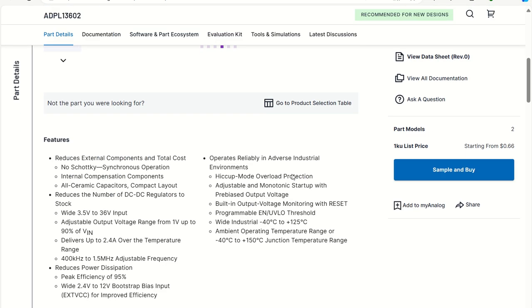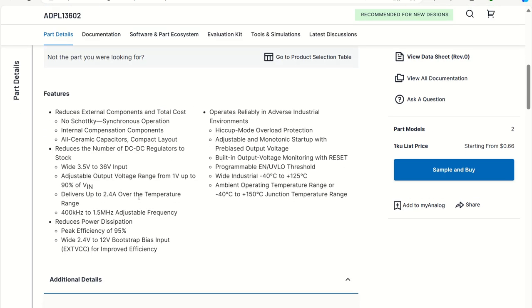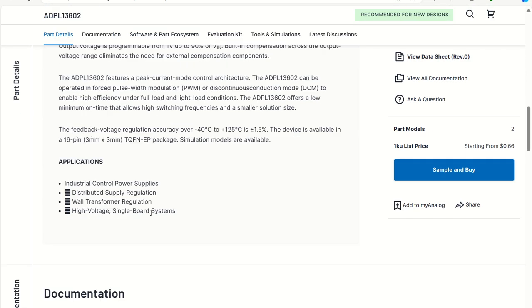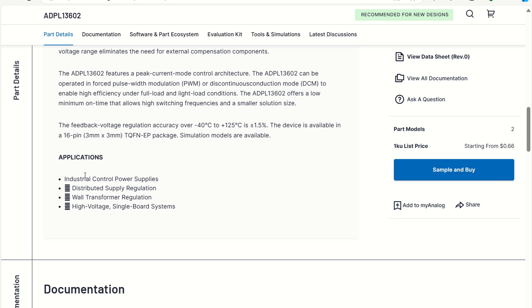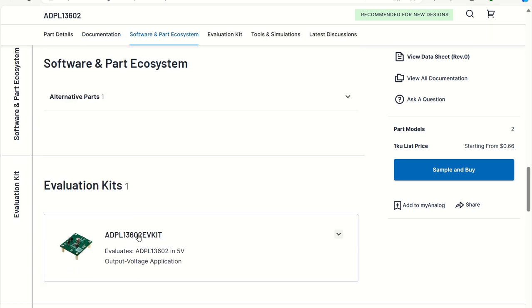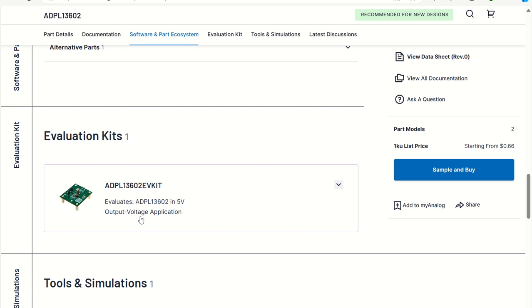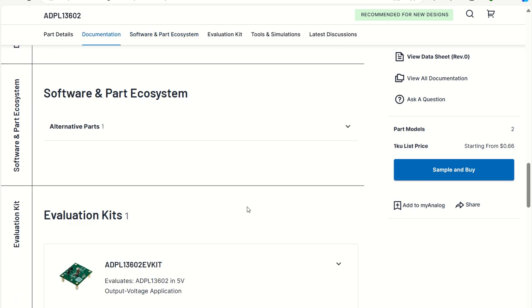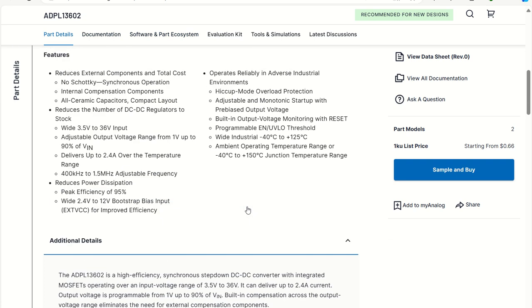Okay, as you can see we have proper features and everything. Then we have additional details. If you want, we can read about the applications where it can be utilized, as recommended by the manufacturers. Okay, and we even have an evaluation board also. So if you want the exact design, you can download this evaluation kit and you will get your schematic diagram as well. But anyway, we will be discussing this during our design analysis through the data sheet.